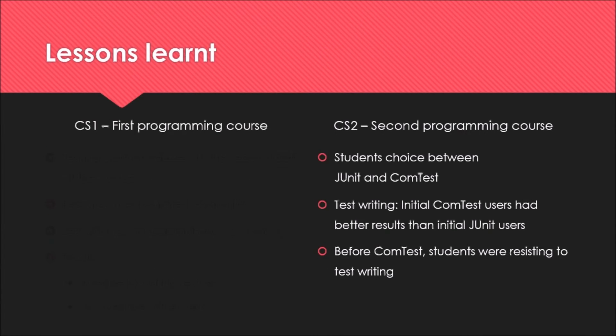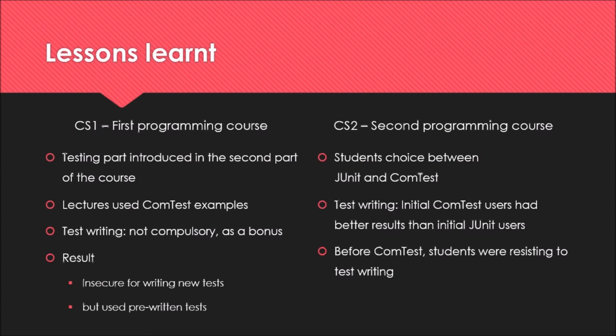As already mentioned, the findings and conclusions are extracted from two CS1 and two CS2 offerings. In the CS2 course, students got to choose between JUnit and ComTest. Once ComTest is used at some point, the initial ComTest users had better results than the initial JUnit users concerning test writing. Additionally, before the appearance of ComTest, students were resisting writing tests.